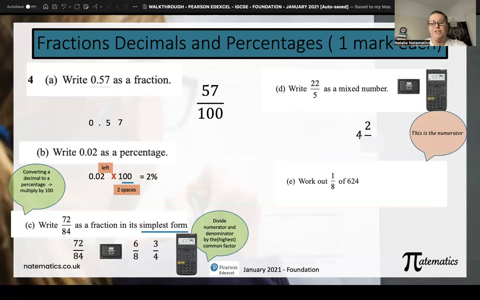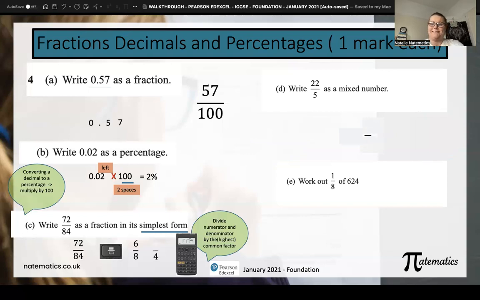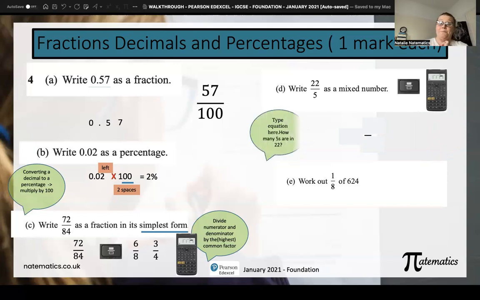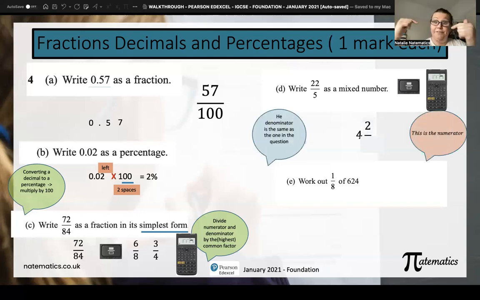I'm just going to go over that one again. So now I put all these little arrows and things in here. Yes, use a calculator, it will give you the answer. But the method to do it is, start again with 22. How many 5s are there in 22? So 5, 10, 15, 20. So there are 4 whole 5s. That is our whole number, our 4. What is the remainder? Well, 20, and I've got 22, so it's a remainder of 2. That is my numerator on the fraction. And the denominator is the one that's in the question already. So it's 5. There you go.